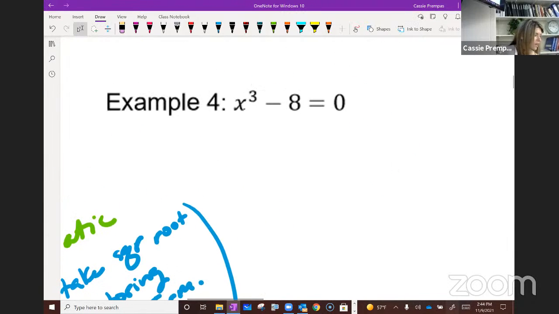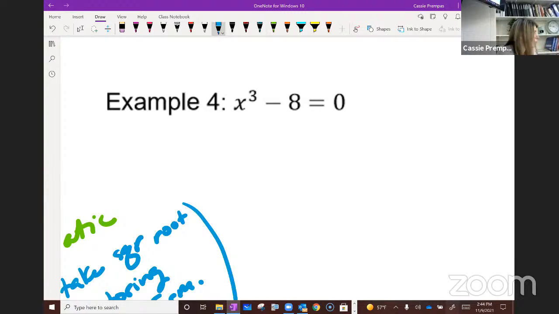Example 4, I'll tell you the most common mistake. The most common mistake I see is that people try to add the 8 and take the cubed root. They find the real solution, but they miss 2 other solutions. They miss the imaginary solutions. So let me tell you how you should go instead about solving this.